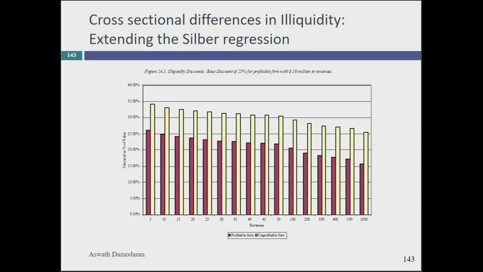So even if you're really stuck on this 25% in restricted stocks, I'm going to give you a way of differentiating across companies. So actually, I have an Excel spreadsheet on my website where I take your base discount, I take this regression, I fit it in, and say, tell me your revenues, tell me whether you're making or losing money, and I'll tell you what your discount should be given the Silber regression.